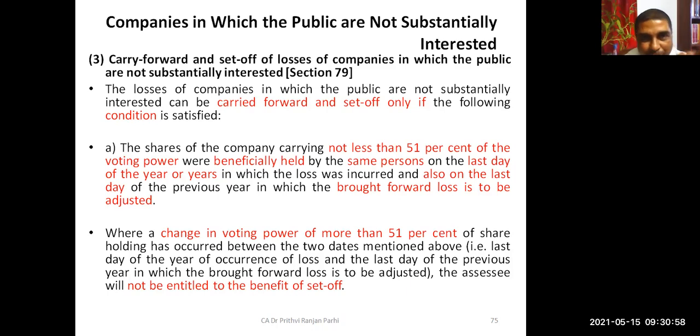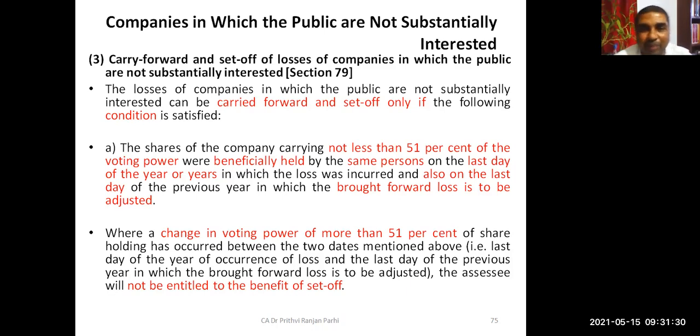This provision is applicable to the companies in which public are not substantially interested. So beneficial ownership of the share should not have been changed beyond 51%. Did you understand this concept? Yes. But voting power cannot exceed beyond 51%.